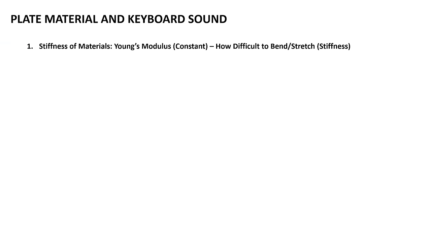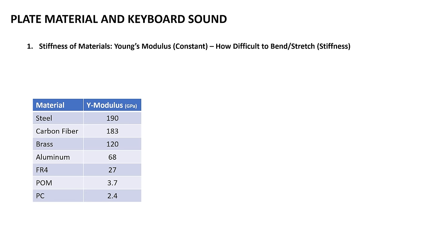So the first thing we want to hit is the stiffness of the plate. This is actually the easiest to determine. There is already a set constant called the Young's modulus that determines how easily the material can bend or stretch. So a higher Young's modulus makes it harder to bend or stretch, which also indicates that the material is stiffer. This is measured in gigapascals.